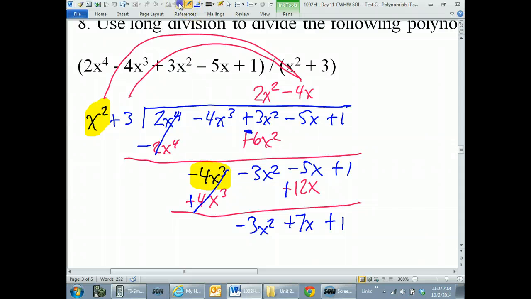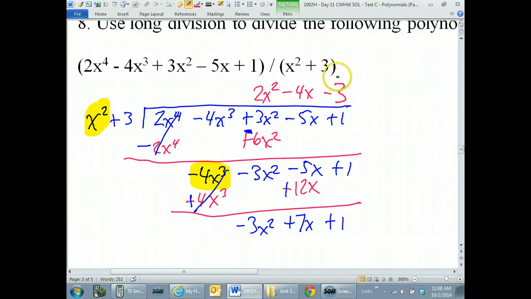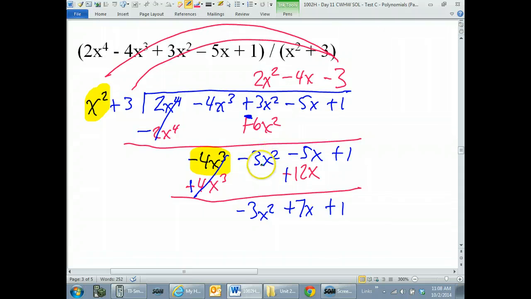So once again I ask myself, x squared times what is negative 3x squared? Negative 3x, sir. Negative 3. Okay, so negative 3 is the final number. And once again, you take that negative 3 and you distribute with it. Okay, so that'll give me negative 3x squared, just like I wanted. And negative 9, which goes there on the end.